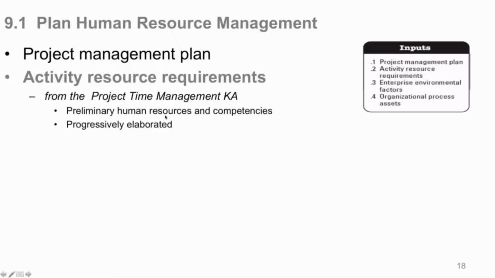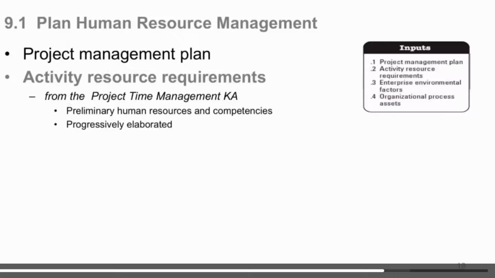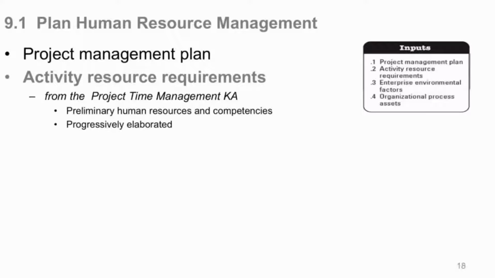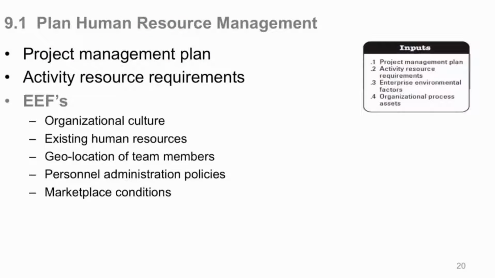Preliminary human resources and competencies can come out of what you need, what people might be assigned to your work breakdown structure. And you, again, progressively elaborate this over time. But you need to know who is assigned to your work items, because they're part of your human resources, and you need to manage those with your staffing plan. Your environmental factors, of course, culture, your existing human resources.